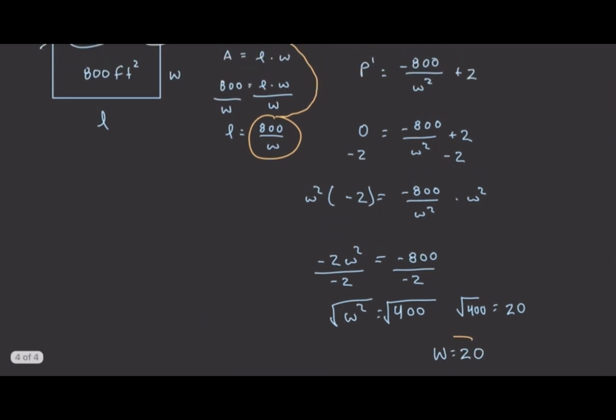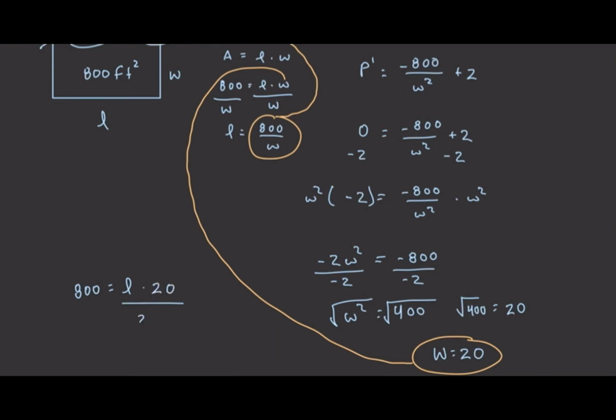Now we can plug this value into our area equation to find the length, so 800 equals 20L. When we divide both sides by 20, we get length equals 40. Now we have the dimensions of the rectangle.